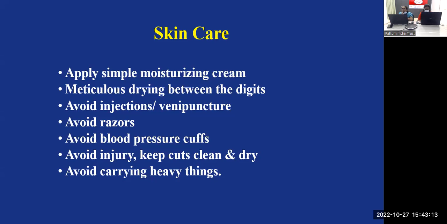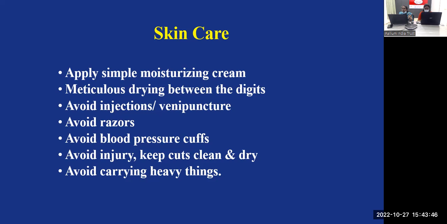So in between the digits also, they have to give proper attention, and avoid injections and venipuncture. If you give an injection on that affected lymphedema area and any infection develops, there is a chance of developing cellulitis, because the lymph node is not working, the lymph node is already damaged, so there is no immune protection. If you do this kind of procedure on that limb, it will affect the patient.